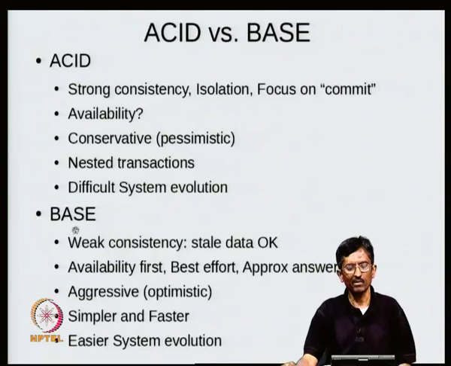In the case of BASE, it's weak consistency, so it's okay to provide stale data once in a while. It's not catastrophic. Or for reasons of progress in the system, you don't mind certain parties not responding in time. You just proceed. So the most important thing is availability. As I mentioned earlier, it is required for some critical systems which need to make progress. You have to just drop some things, consistency being one of them. There is always best effort, and approximate answers are okay.